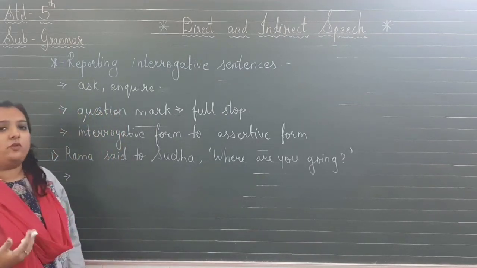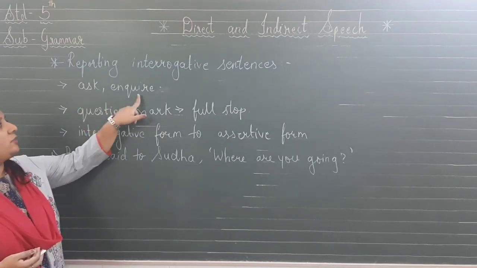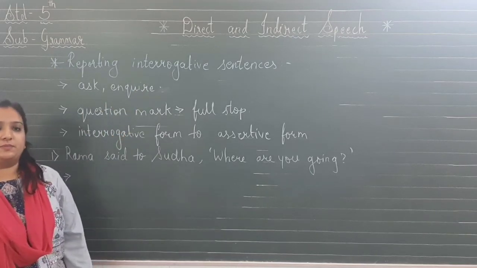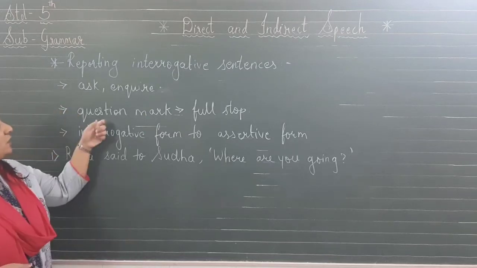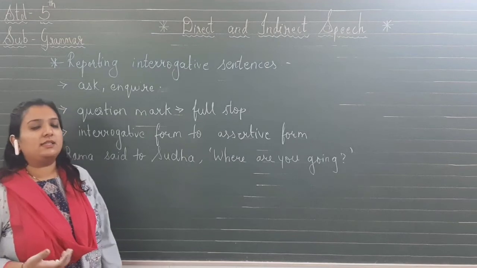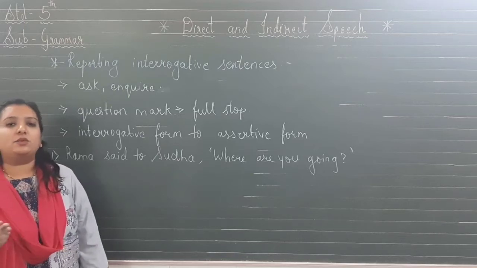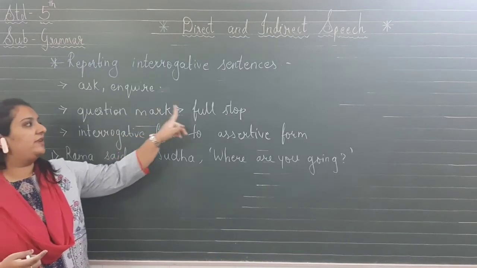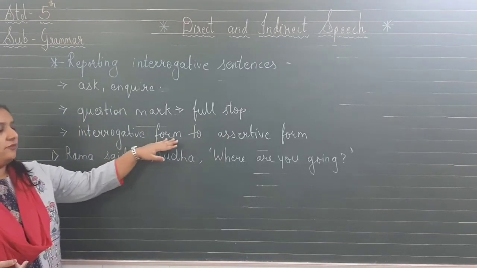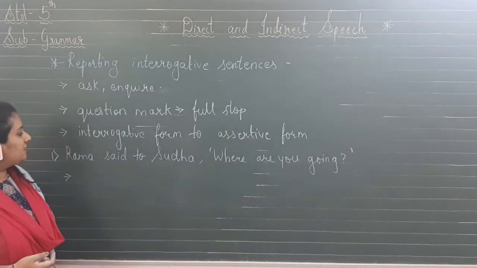So what steps do we have to follow while changing from direct to indirect speech? The very first thing is to change the reporting verb from said to ask or inquire. The next step is to change the question mark to a full stop. If the statement is carrying a question mark, automatically you will understand that it is an interrogative statement. So while changing from direct to indirect, we will remove the question mark and add the full stop. And the last change we will do is, we will change the interrogative form of a sentence to the assertive form of a sentence.